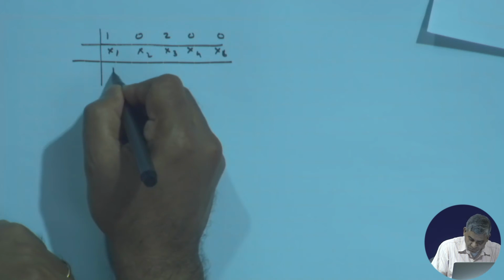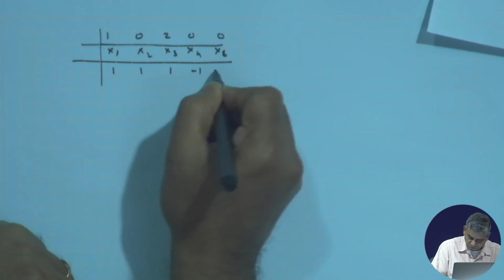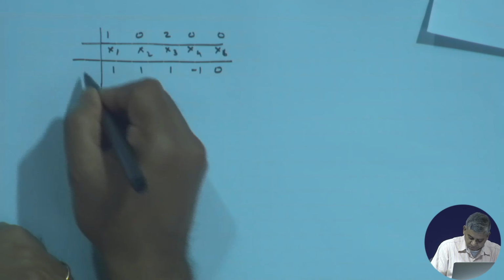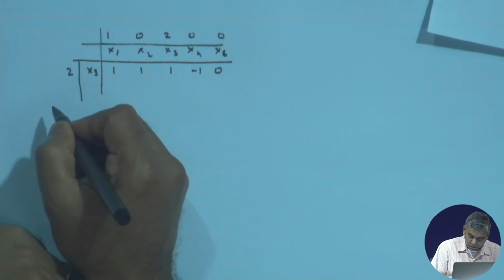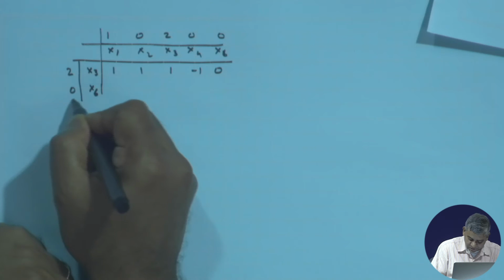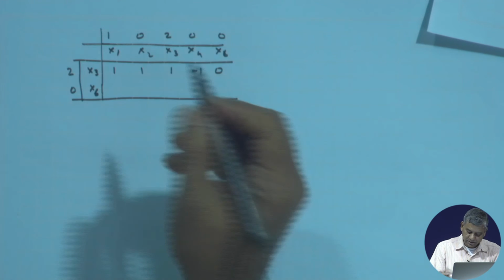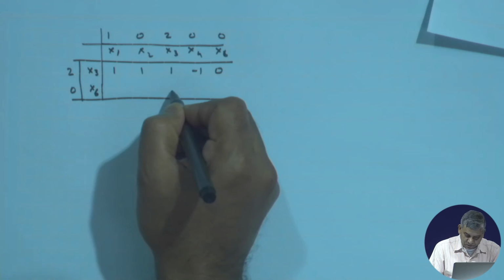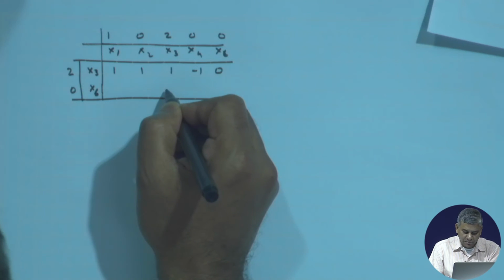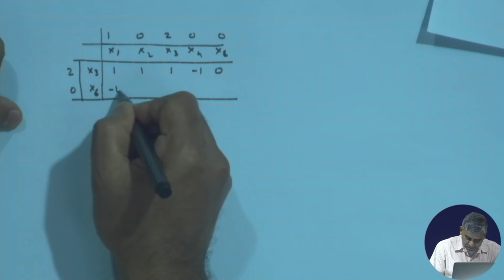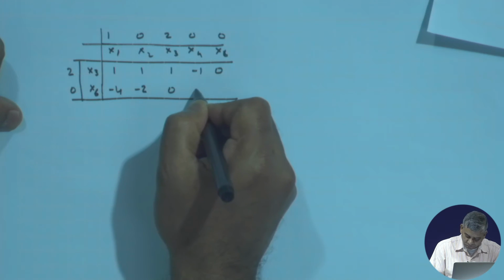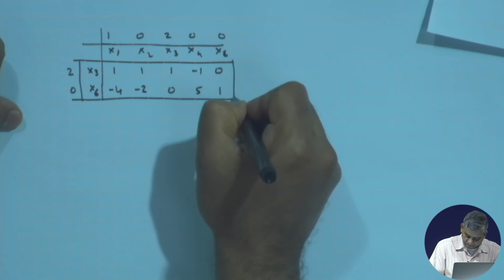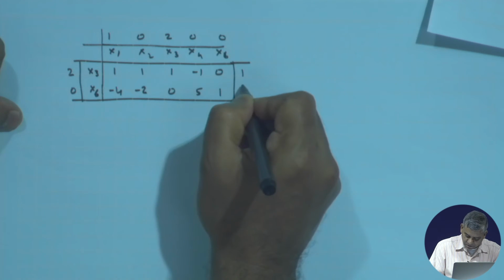Okay, so I've got that 1, so I can keep it. Minus 1, 0. This one I have to make 0, so this corresponds to now x3, which will be 2, and this remains as x6, this will be 0. Now I have to make this x3 entry 0. So I will multiply the first row by 2 and subtract from the second. So minus 2, minus 2, minus 4. 0 minus 2, 0. 3 minus minus 2, 5. 1. And 3 minus 2, 1.